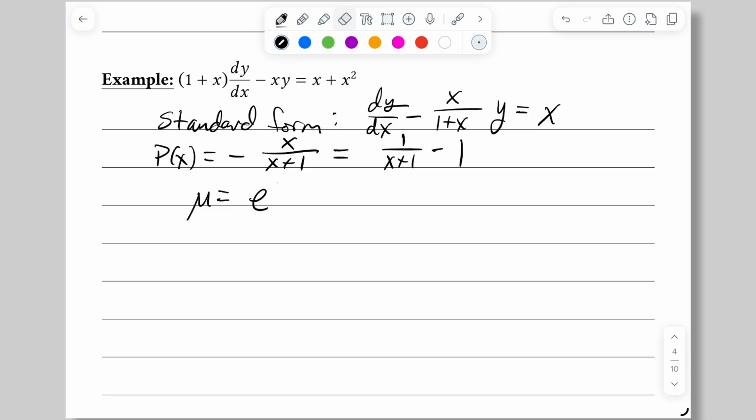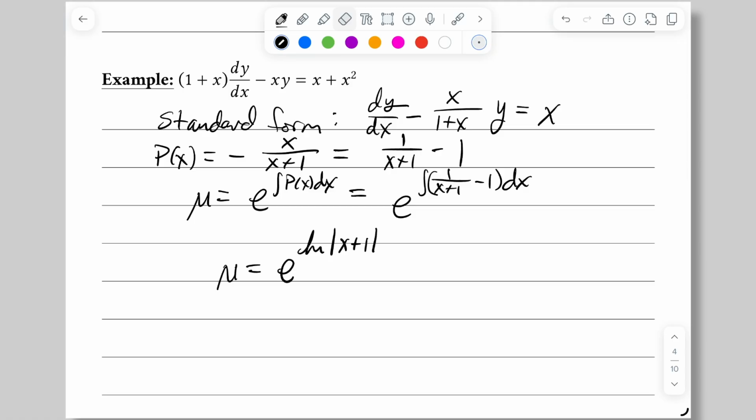Mu is then equal to e to the integral of p of x dx, which is equal to e to the integral of 1 over x plus 1 minus 1, that quantity times dx. That's going to give us that mu is equal to e to the natural log of, technically, the absolute value of x plus 1, minus x.